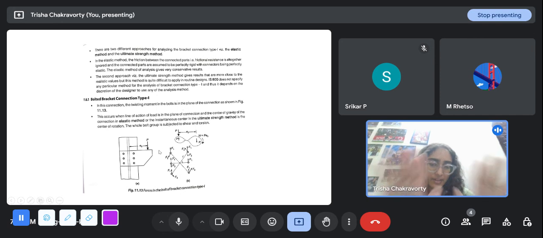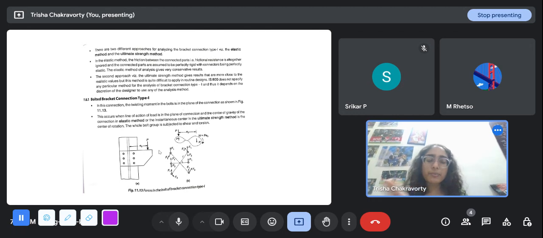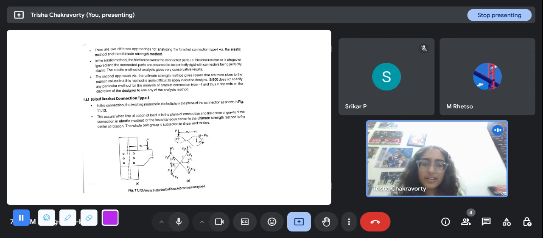The plane is the xy plane, let us suppose the screen that you are seeing is the xy plane, and the perpendicular one is the z axis. Then the connection itself is on the xy plane, and the force is also applied in the xy plane. So this occurs when the line of action of load is in the plane of connection, and the center of gravity of the connection in the elastic method, or the instantaneous center in the ultimate strength method, which we are ignoring right now, is the center of rotation.